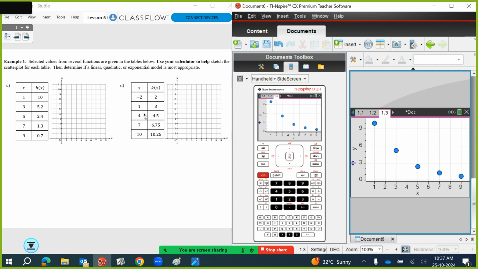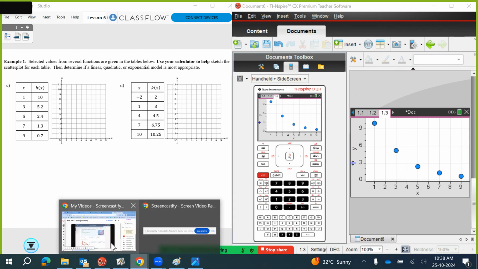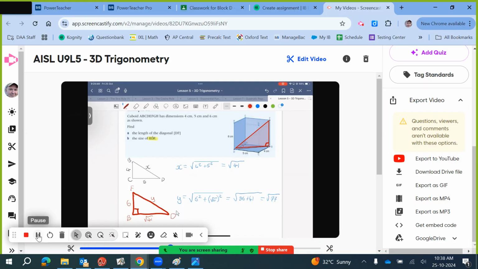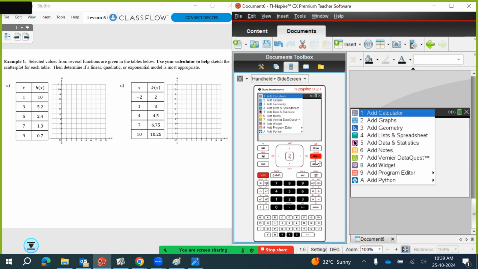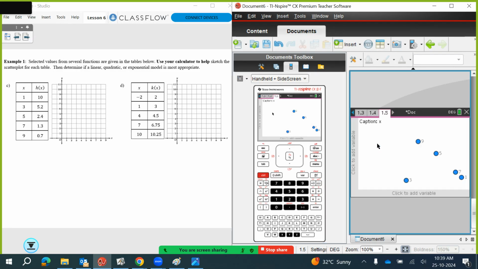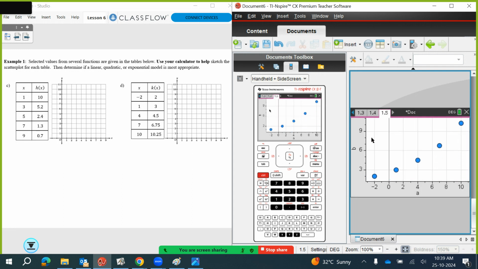I'll give you a minute for that one. Okay, we should have typed that one in. I'm typing it in this time, instead of calling X and Y, I'm just going to use the letters A and B, so I haven't deleted my old data. And then I'm going to add my scatter plot. This is A, and this is B. What does this one look like?